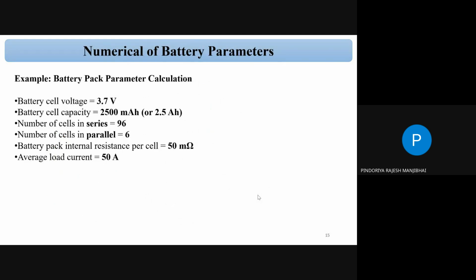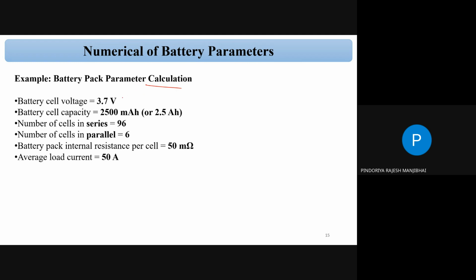Now we are going to discuss the example, a numerical on the battery parameters. Based on the battery parameters, we have to find out the SOC, SOH, the resistor, maybe the other components. So first example, we have a battery pack, and we have to calculate the battery pack parameters. Some parameters we have.